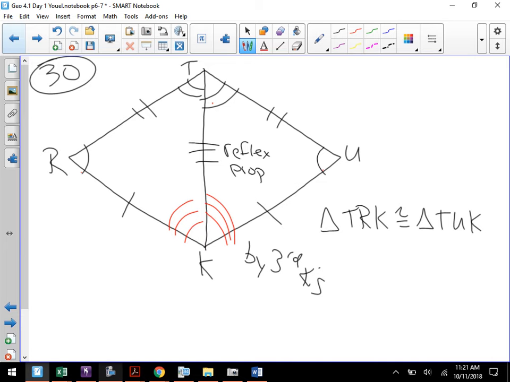You agree that this is a triangle-ish looking shape? Do you agree that this is the same triangle?